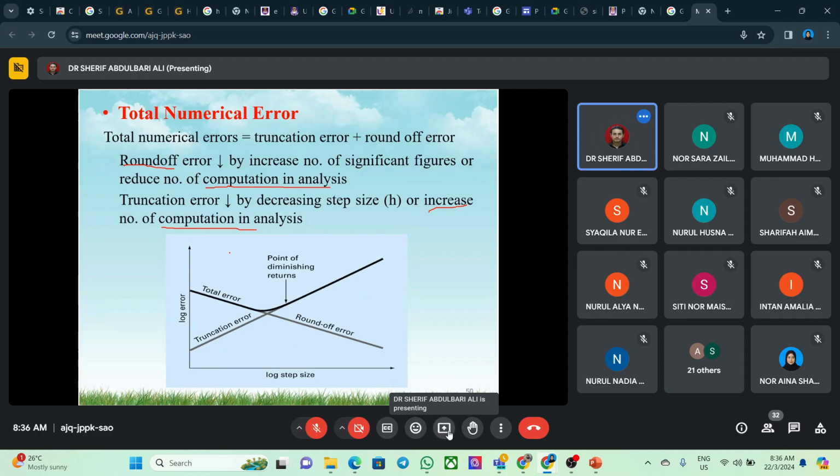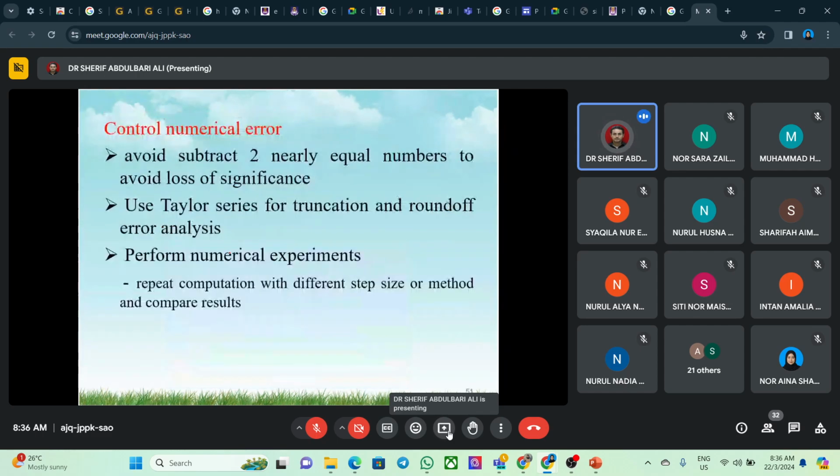Round-off error doesn't like a lot of calculations, but truncation error does like a lot of calculations. So what you need to do here to control the numerical error is avoid subtracting two nearly equal numbers, so you avoid losing any significant figures. For truncation error, it's better to use a Taylor series and add more terms for calculations. And also, when you are performing any numerical experiments, try to use different step sizes to see whether the result is coming out better or not.